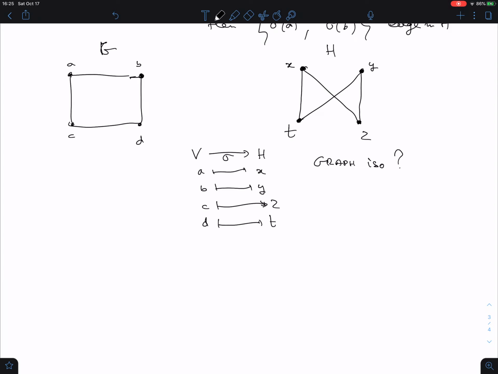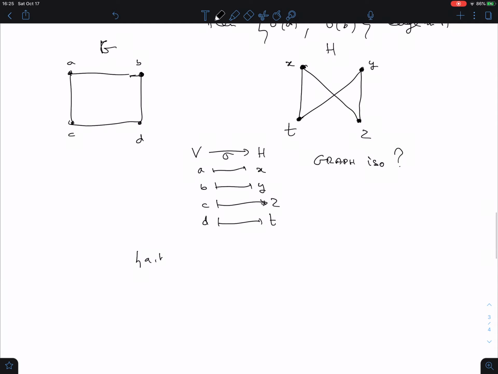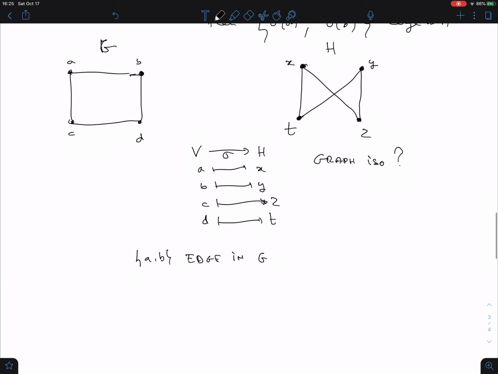Is this a graph isomorphism? It is a bijection, but what is missing is, look, we have the edge AB. That's an edge in G. I haven't named it, but every edge can be denoted just by listing its endpoints. So what are sigma A and sigma B? Therefore this should now be an edge in H.